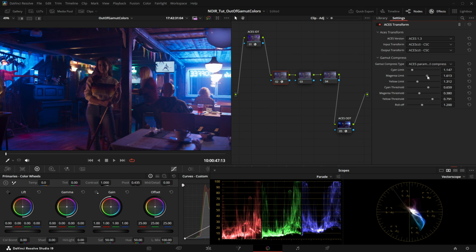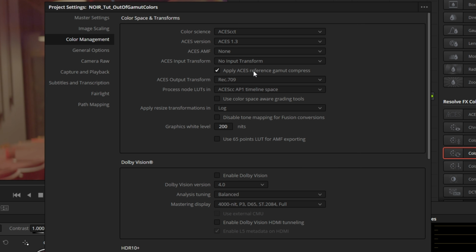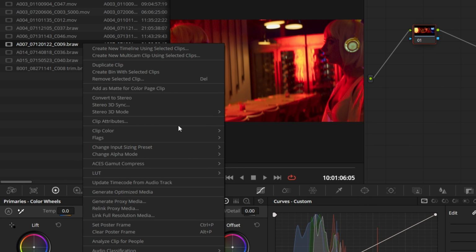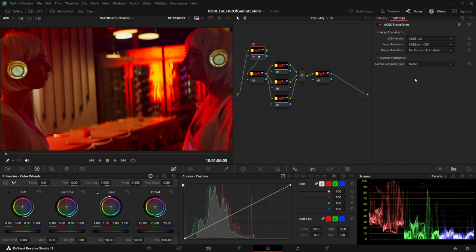to get rid of problematic colors without affecting the look of the show too much. So when we use ACES as our project color management, we can tick this box to apply the gamut compression with predefined values that work with most footage. And if we want to disable it for individual clips, we can then turn it off via this menu. But I personally usually do it a bit differently. The first node in my node tree is usually reserved for manual gamut compression. In this way I can tweak the settings for each clip.